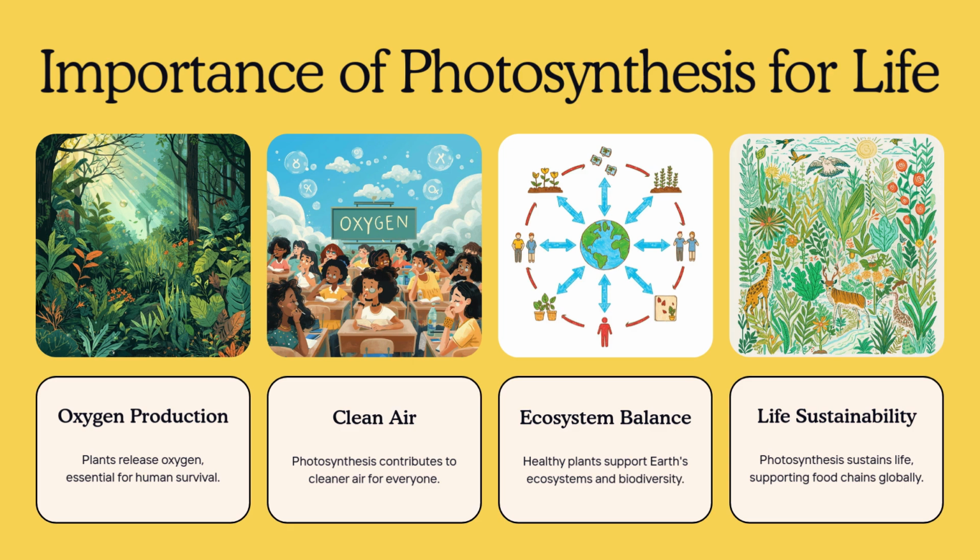Two: provides food for living organisms. Plants produce glucose, which is their food. Plants are called producers because they make food that supports the entire food chain. Animals and humans depend on plants directly or indirectly for energy.